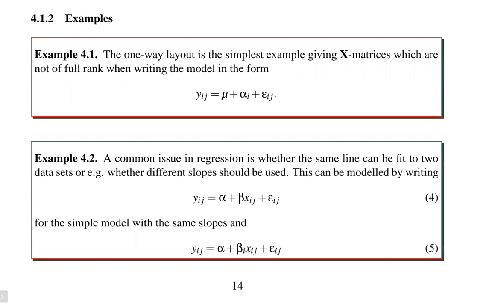Here you cannot distinguish the mean from all the group effects. You can add a constant to the mean and subtract the same constant from all the group effects, and you'll get the same sum, so it's not a fully identifiable model. Now, this is easy, but there are many cases where this is a bit more difficult.